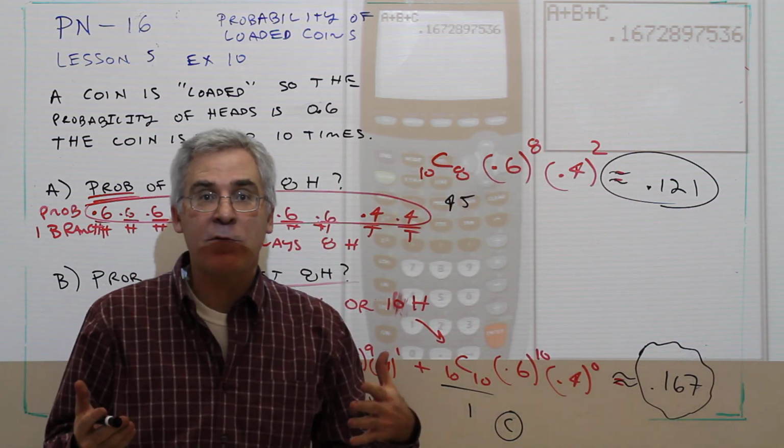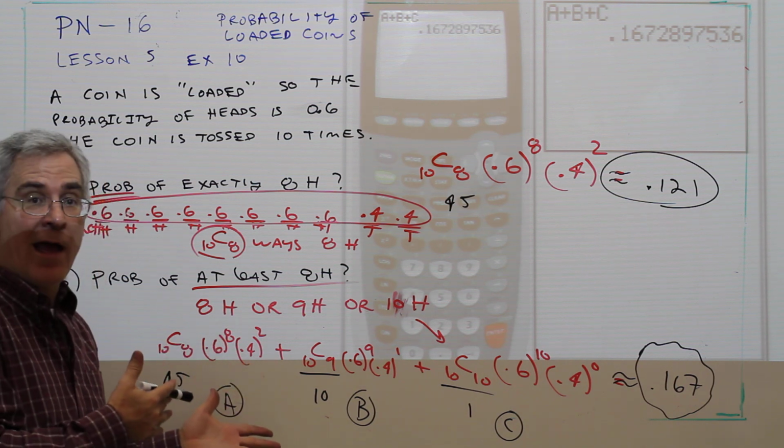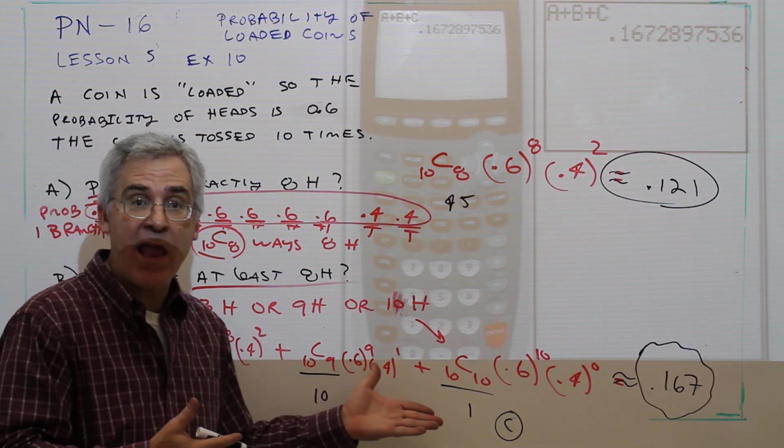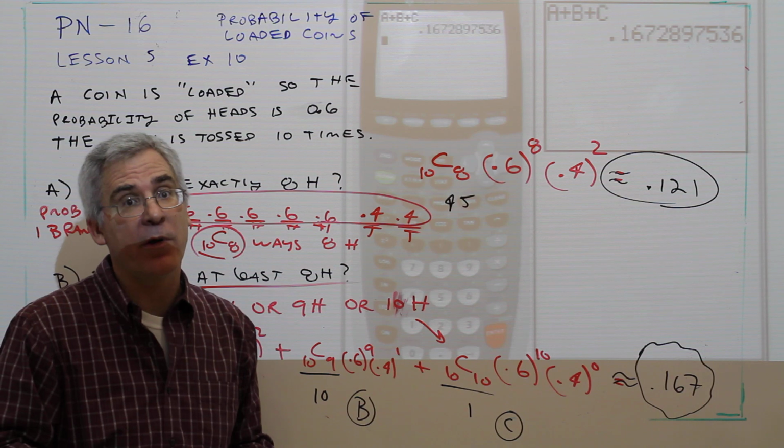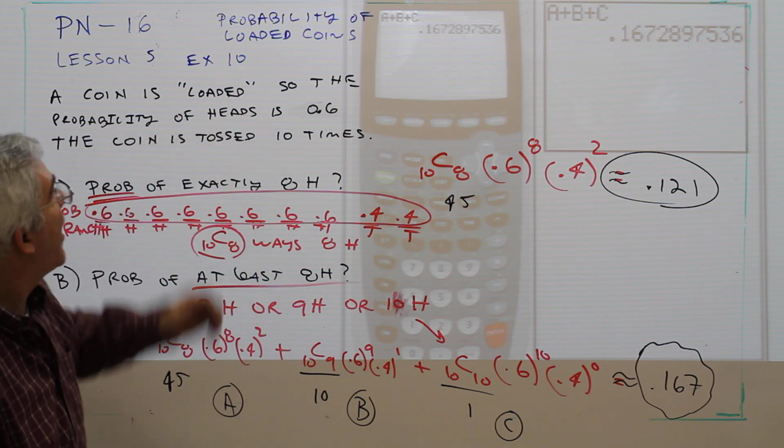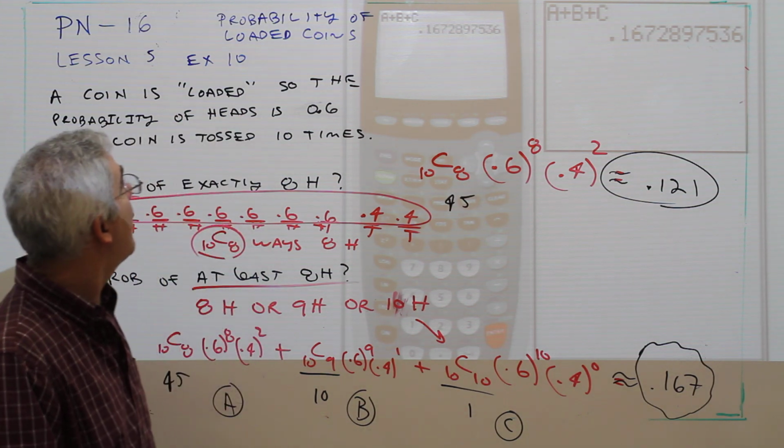And it's always best to round at the very end, and storing things into alpha A, B, and C are useful for that purpose. So there you have it, how to figure out the probability of loaded coins.